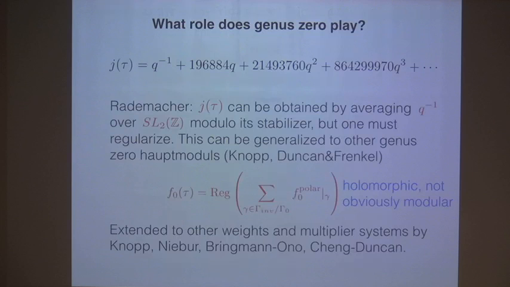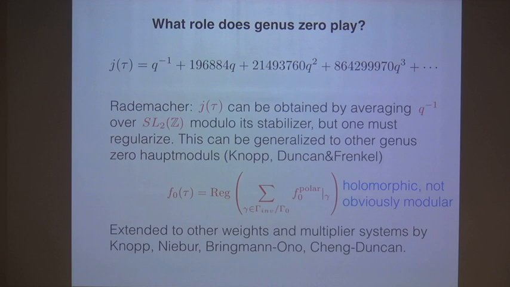So what role does genus zero play? I don't think anybody really knows. It's a very deep question. But there's a way of recasting it in terms of a different problem, which may shed some light on it. That involves work of Rademacher.